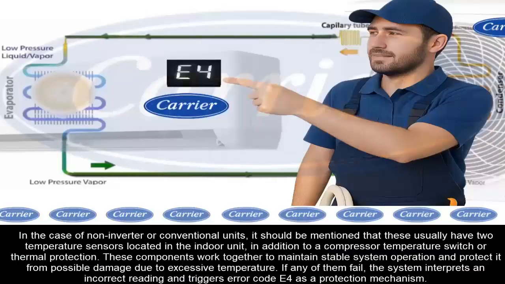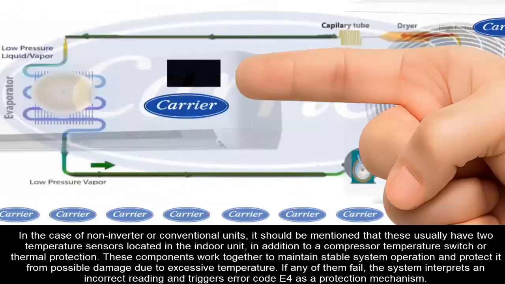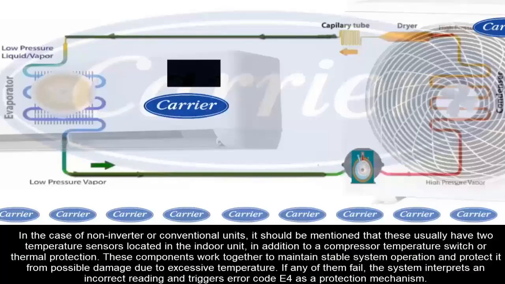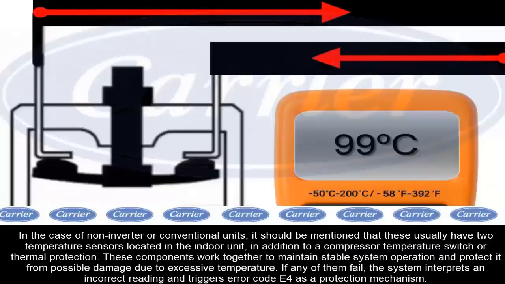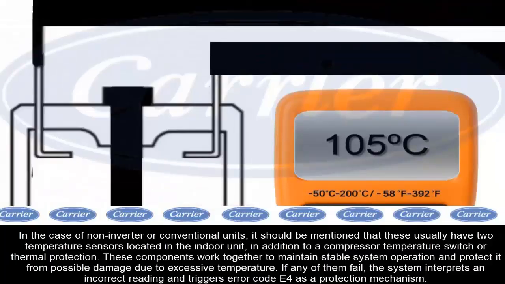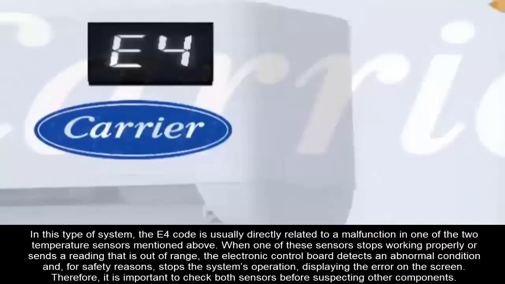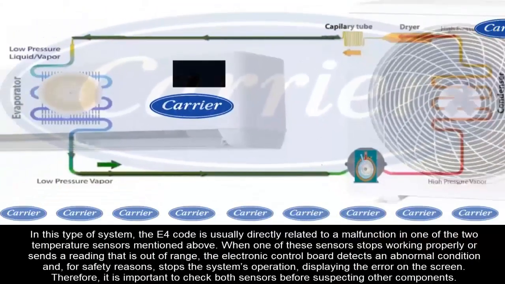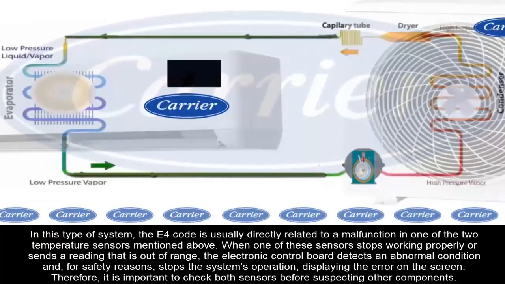In the case of Carrier non-inverter or conventional units, we must mention that these generally have two temperature sensors located in the indoor unit, in addition to a temperature switch or compressor thermal protection. These components work together to maintain stable system operation and protect it from possible damage due to excessive temperature. If any of them fail, the system interprets an incorrect reading and activates the E4 error code as a protection mechanism. In this type of Carrier unit, the E4 code is usually directly related to a malfunction in one of the two temperature sensors mentioned earlier.